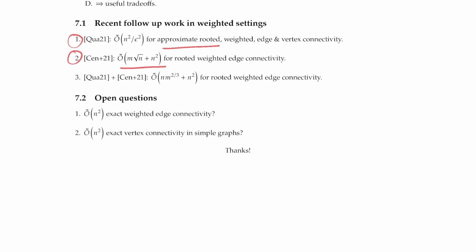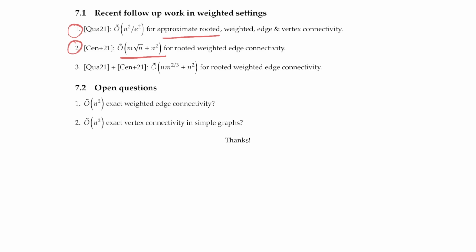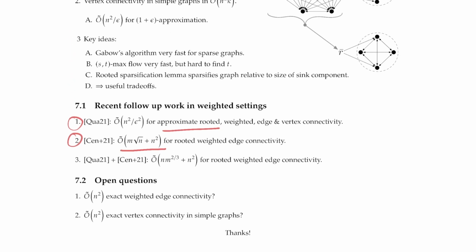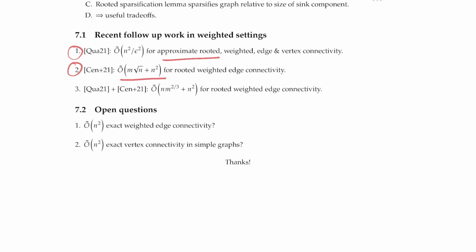Okay, so I think that leaves a couple open questions. So one is, can you get an n squared running time for weighted edge connectivity to match the unweighted algorithm that I just presented? And the other is, can we get rid of this approximation, this n squared over epsilon, and get an n squared exact algorithm for vertex connectivity, even in simple graphs, let alone weighted graphs. Okay, thank you.